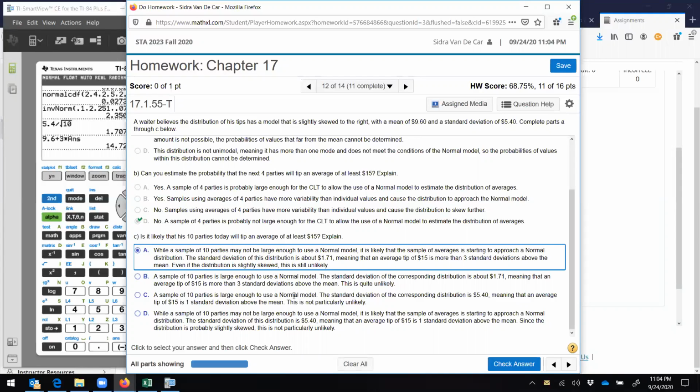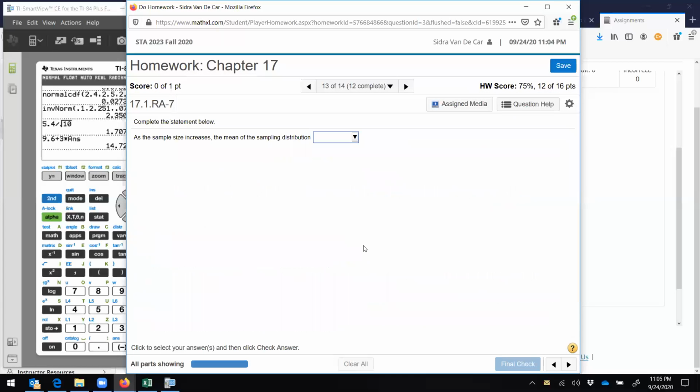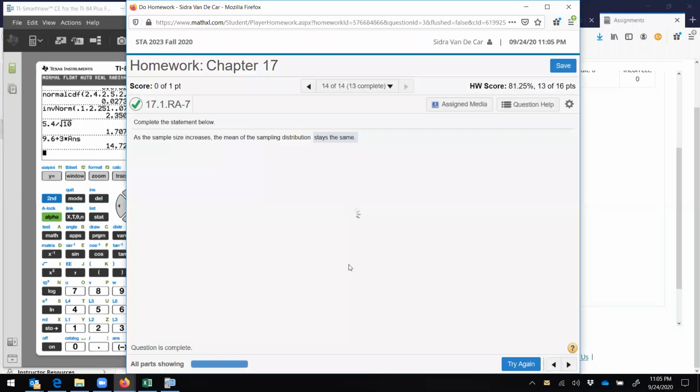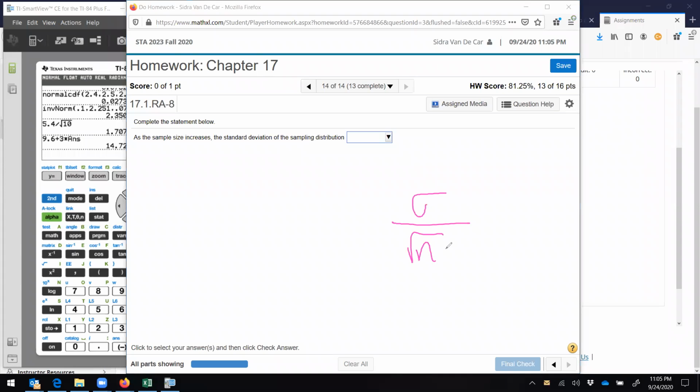Okay, so A sounds pretty good to me. That seems to capture everything we said right there. As the sample size increases, the mean of the sampling distribution will stay exactly the same. As the sample size increases, the standard deviation of the sampling distribution is given by the standard deviation divided by the square root of sample size. So as the sample size increases, this gets smaller.